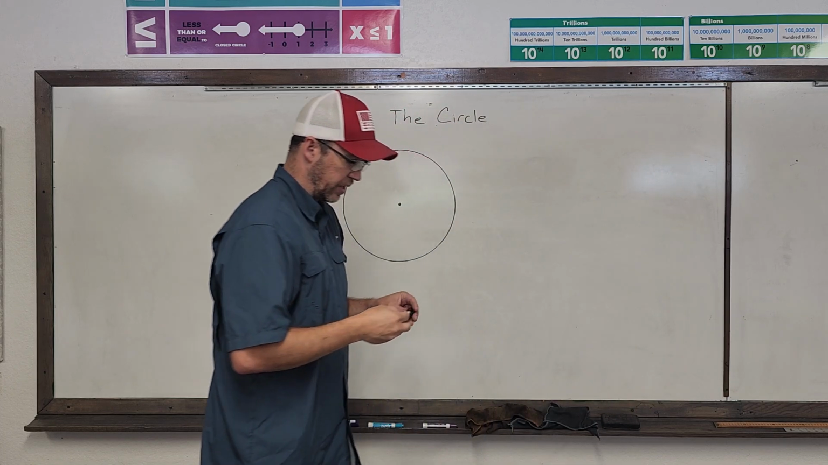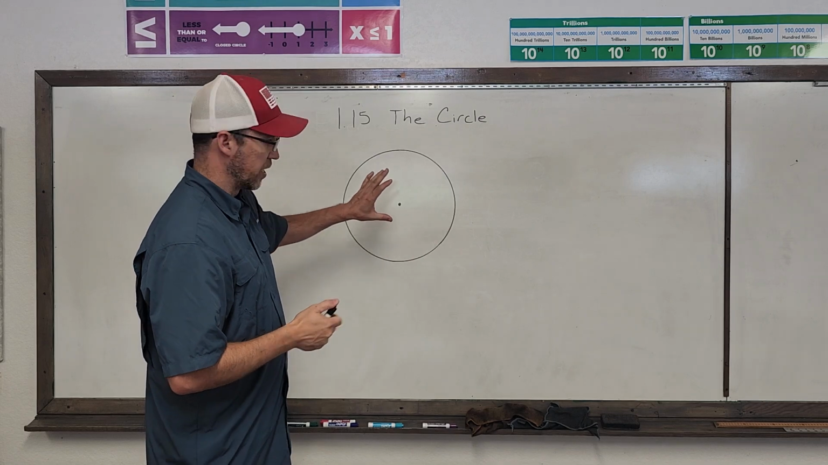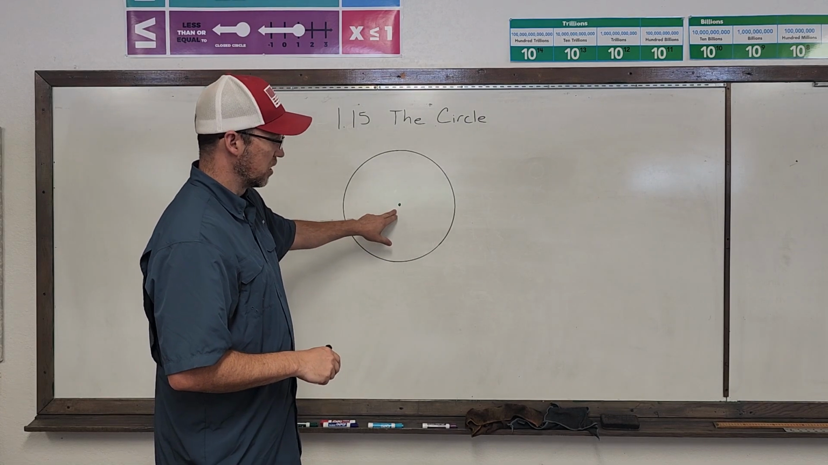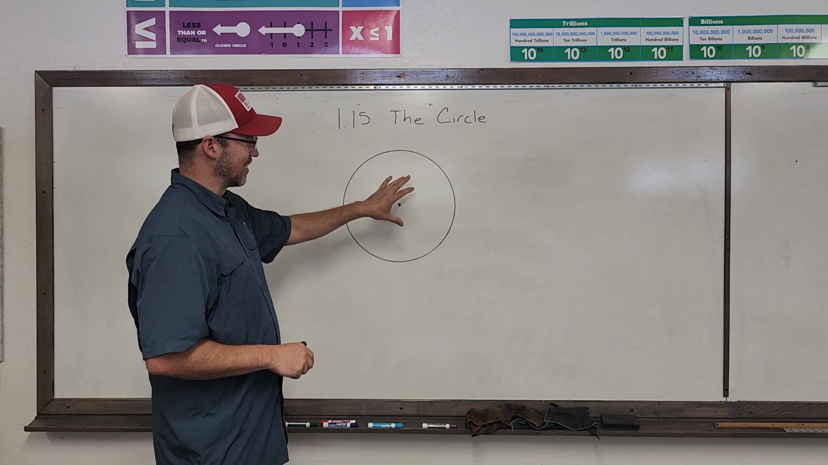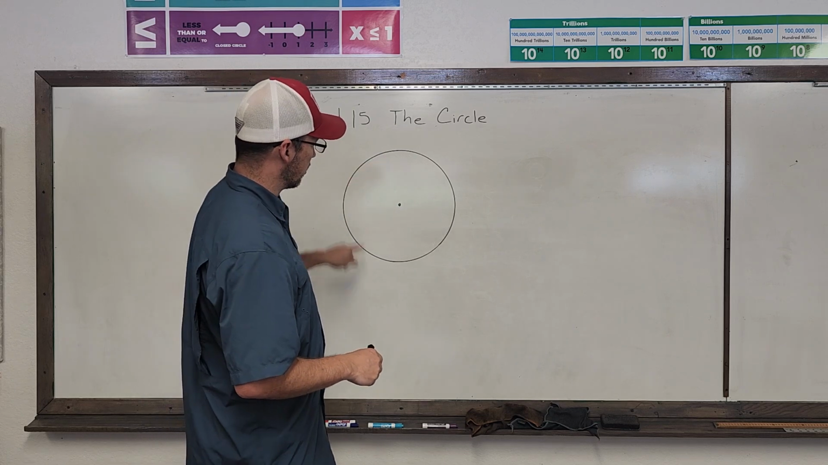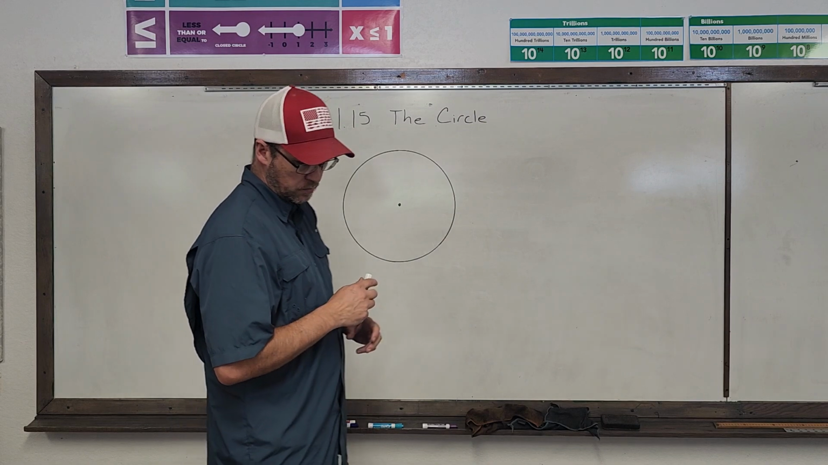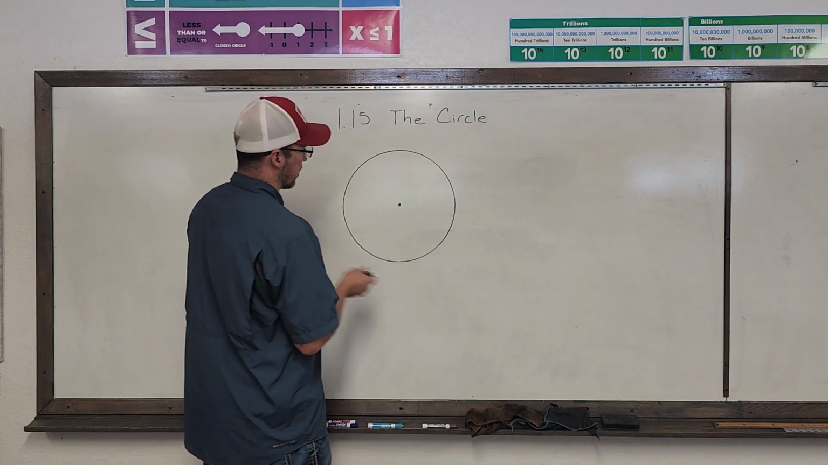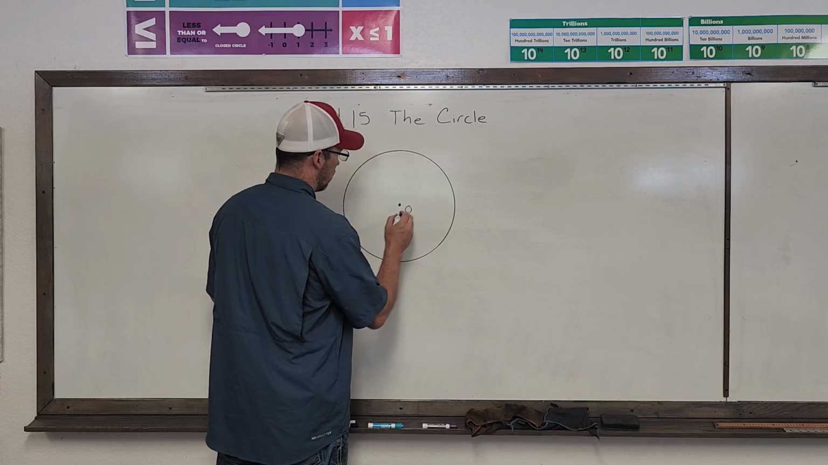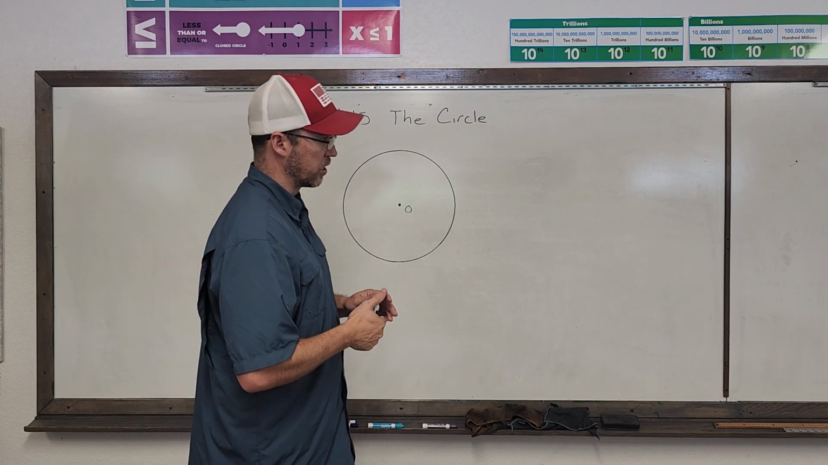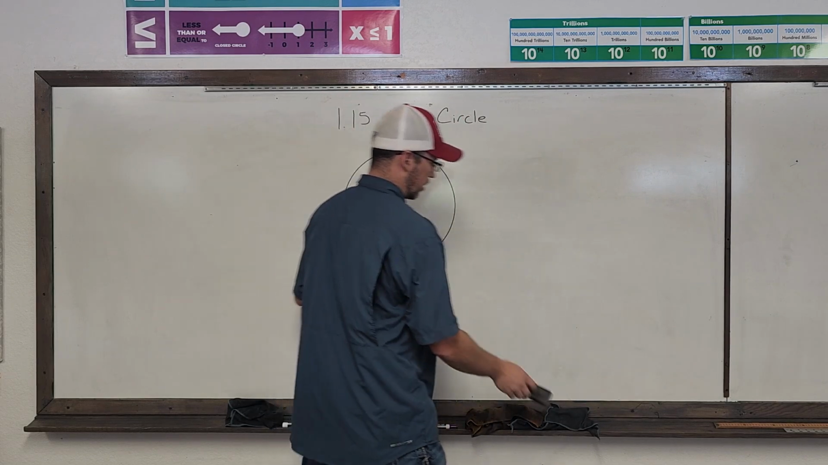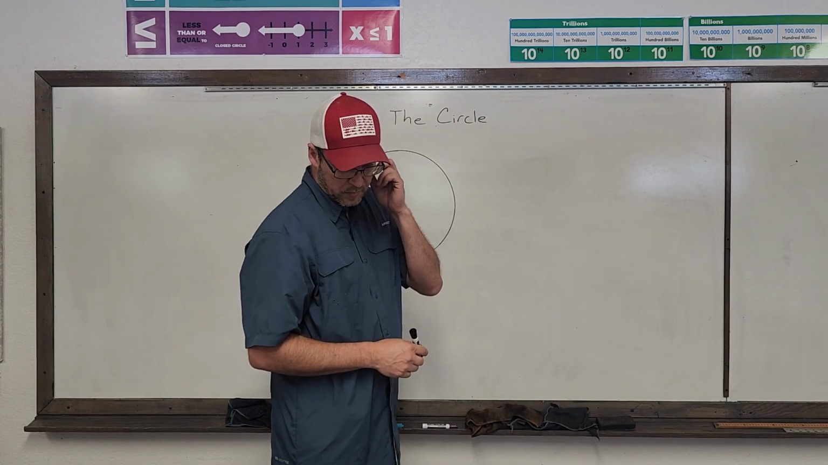Circles for geometry need to be precise. I used a compass to make this one. The center is equally distanced from any point on this circle that I did. Generally, the center, we refer to that as point O, kind of like on the Cartesian plane, O generally stands for origin. You'll see we use the point O a lot.